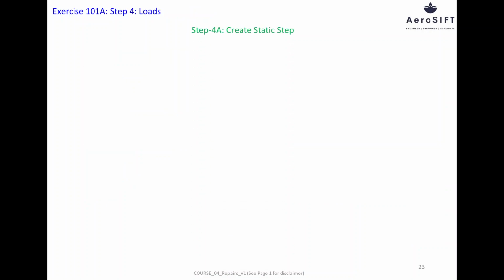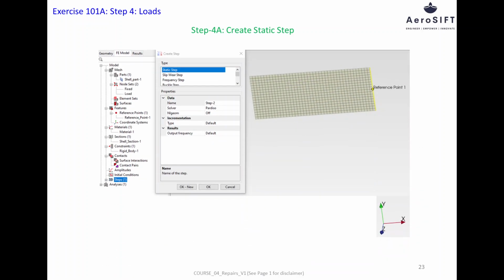In this step 4A, create static step, we define the loading scenario under which the analysis will be performed. In PrePoMax, this is done by creating a new step under the Steps section of the model tree. Create a new step by selecting Steps section. In the Create Step dialog box, the step type is selected as Static Step, which is suitable for problems where loads are applied slowly and inertia effects can be neglected, ideal for structural simulations like the one in this exercise. Once the setup is complete, clicking OK adds the step to the model tree.